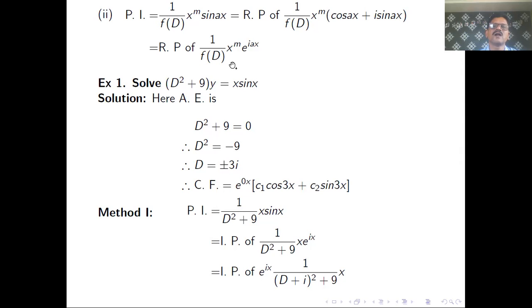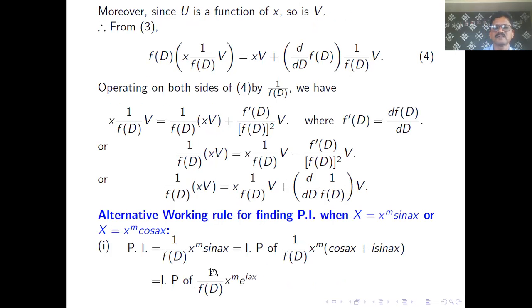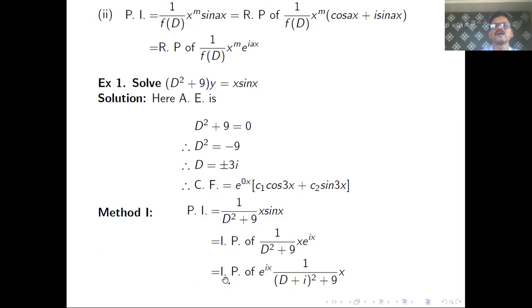So in my sense, if you understand this part, we will use this method for finding the value of PI when capital X is given as x into v, or x raised to m into v. In both cases, we will use this method itself for finding the value of the particular integral. If a sine function is there, use result 1, and if a cos function is there, use result 1 here, for getting the required value of the particular integral.